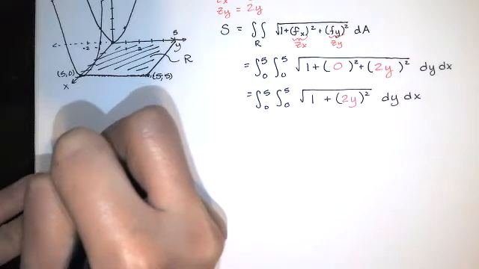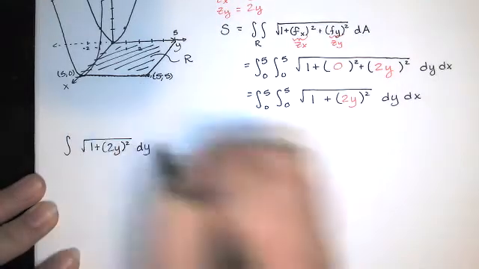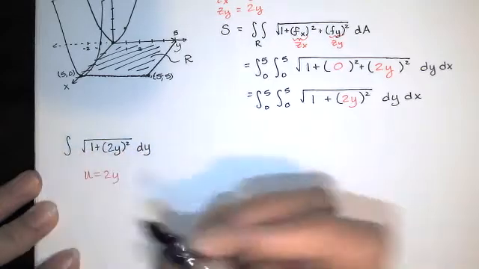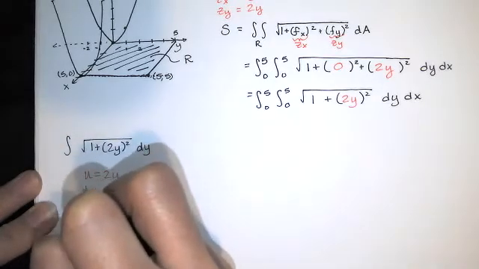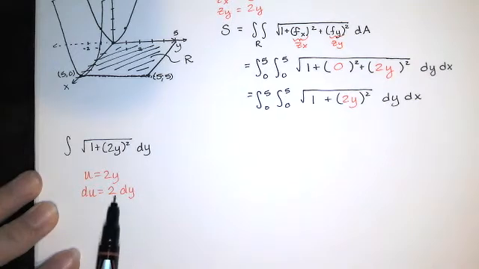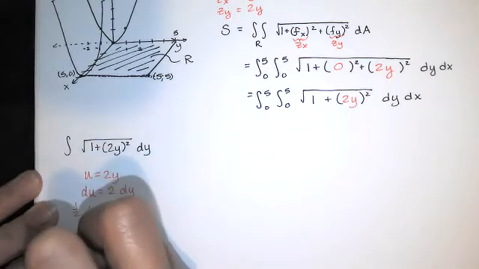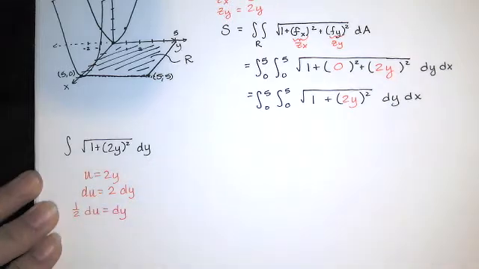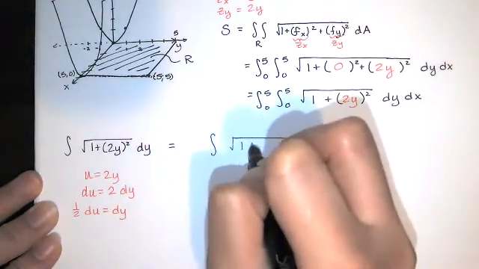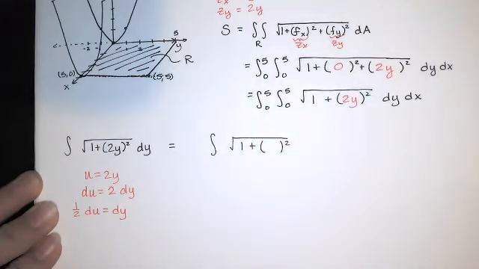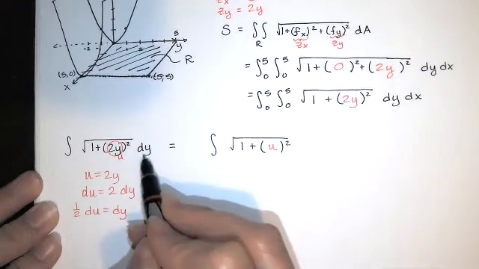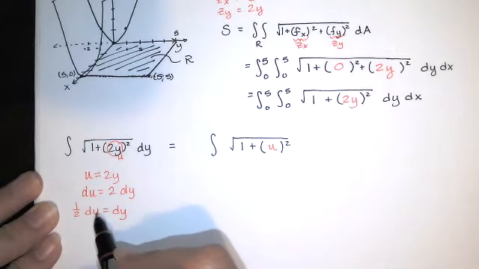So let's just do this indefinite integral and let u equal 2y. Then du equals 2 times dy. And if I want to get dy by itself, I have to divide both sides by that 2. So this becomes the integral of the square root of 1 plus, that's my u squared, and dy is 1/2 of du.